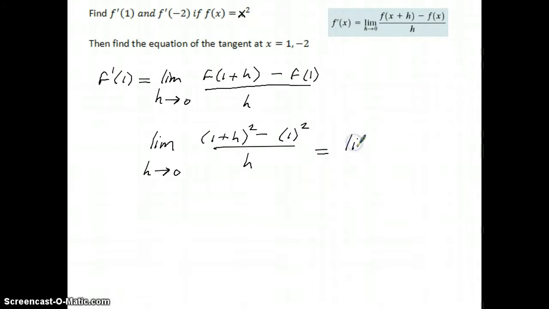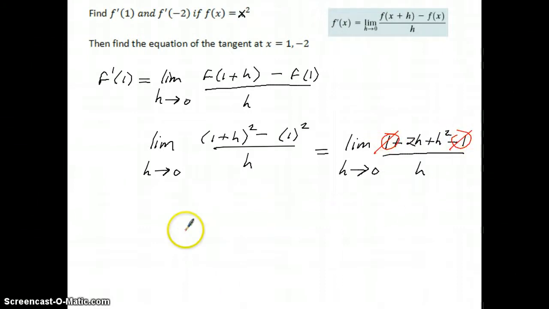And we have the limit as h goes to 0 of 1 plus h squared. That literally means 1 plus 2h plus h squared, and then minus 1 to the power 2, which is just 1. So let's see what we can do at this point. We have a 1 and a minus 1, which we can get rid of. And now we have 2h plus h squared, all over h.